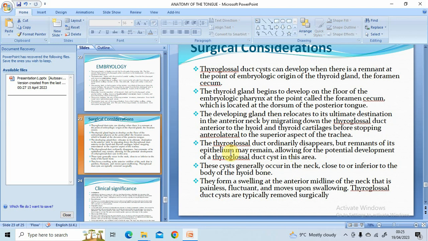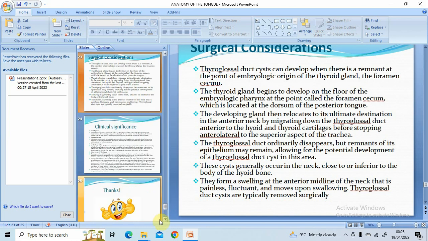So these cysts generally occur in the neck, close to or inferior to the body of the hyoid bone. They form a swelling at the anterior midline of the neck that is painless, fluctuates, and moves up upon swallowing. So these thyroglossal duct cysts are typically removed surgically. So that's about the surgical consideration of the thyroglossal duct cyst originating from the foramen cecum.